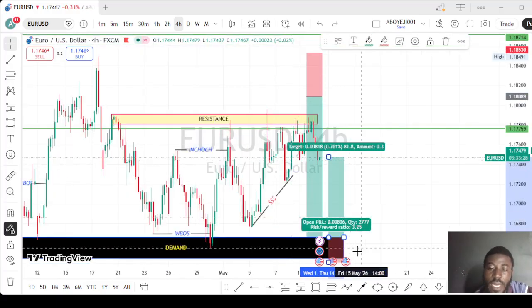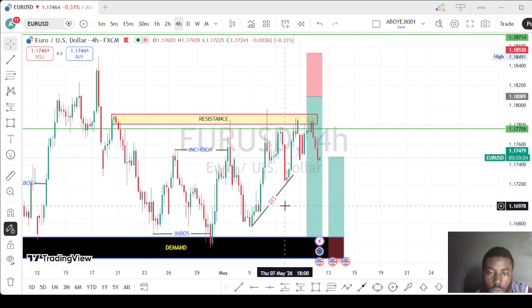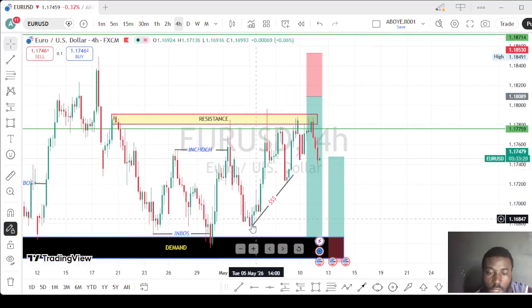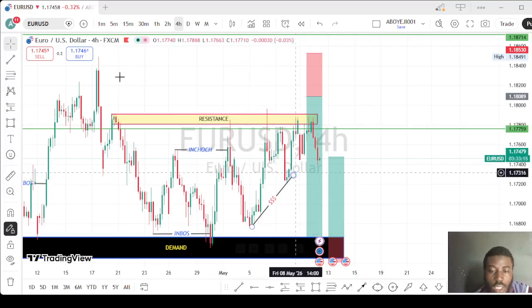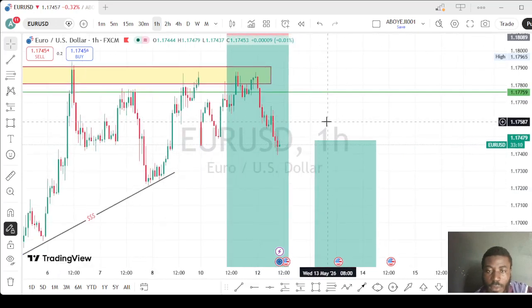I'm still expecting the market to mitigate this demand zone before I can see a huge uptrend, because you can see this serves as liquidity for me. All this one serves as liquidity for me, because you can see the market does not break up. So all this one serves as liquidity. Let's move to the 1 hour time frame. This is the 1 hour time frame.